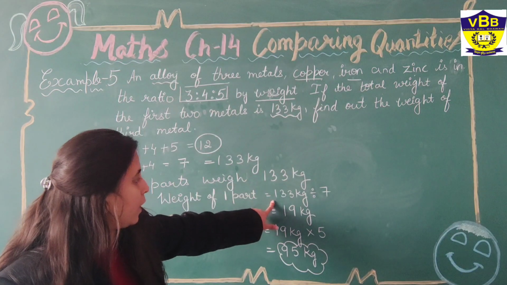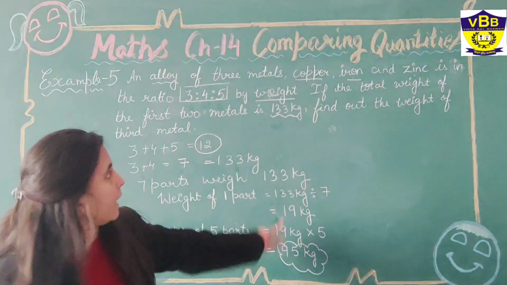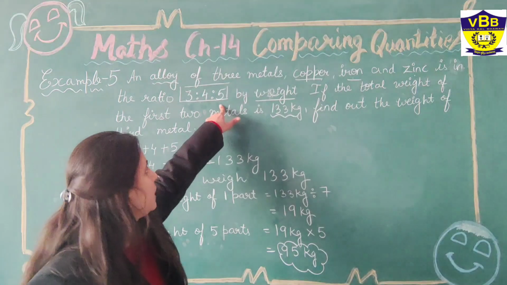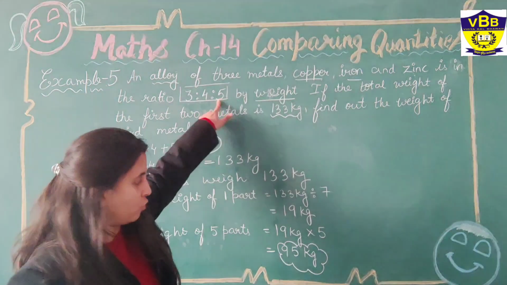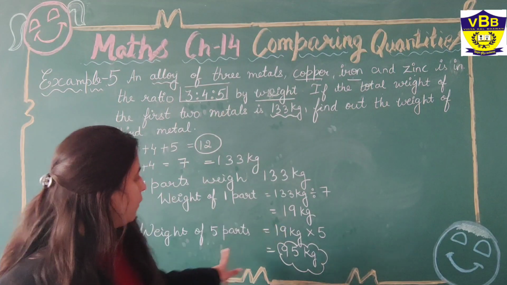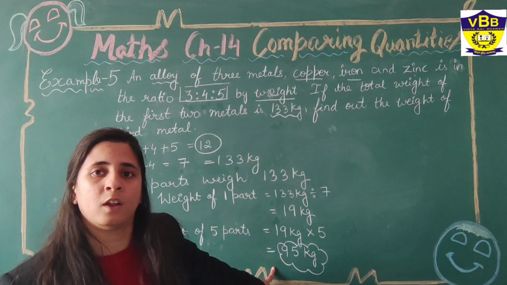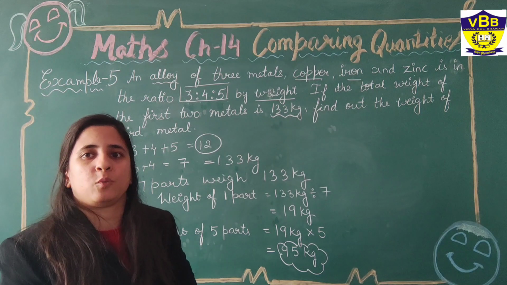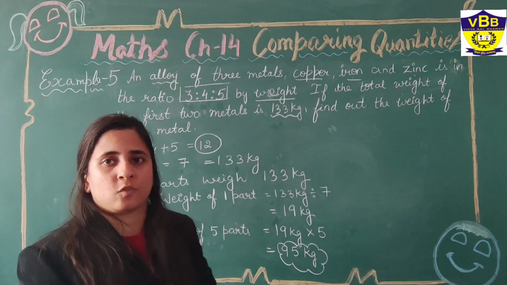We found the weight of one part, and then the third metal was zinc. We need to find the weight of zinc. It was in 5 parts. So when we know the value of 1, we have found the value of 5. I hope it is clear, and in the same way you can try example number 6 as well.